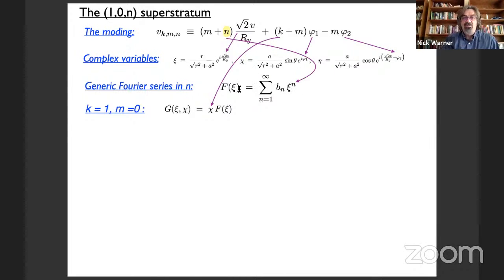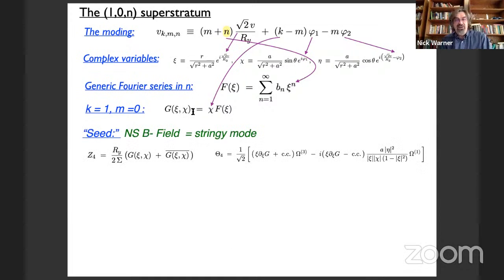out of this single holomorphic function, which basically means that Z4 and theta4 are going to have that plugged into it. And there are going to be two functions flying around, one of which is the fundamental function f, and then there's another function g, which is simply chi times that, and it's just decorated by this factor of sine theta. That's to do with the underlying supertube state that you're exciting. So k equals 1, m equals 0 defines a supertube state, and then this defines a bunch of excitations on it. Okay, so the seed is very, very simple.